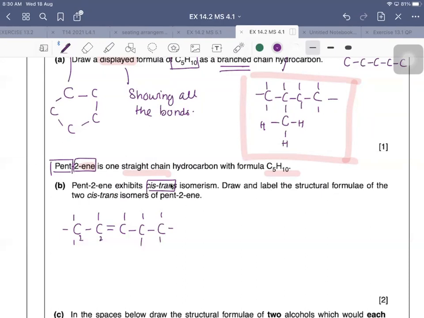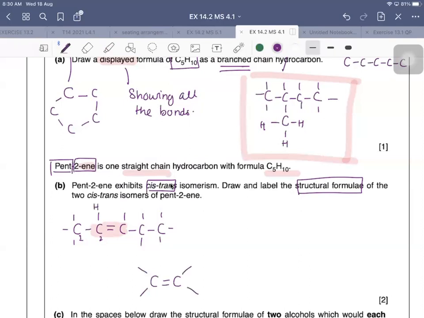Okay, so the thing with this draw and label the structure formula. So they only say structural formula. It doesn't say displayed formula. So you do not have to draw all the hydrogens and draw all the bonds, okay? With double bonds, and especially when you are drawing cis and trans, you want to put the double bond in the middle. So like this, C double bond C, and then everything is hanging off it, okay?